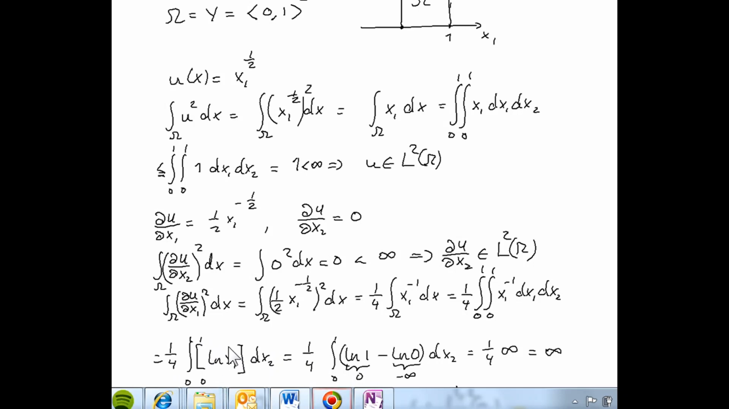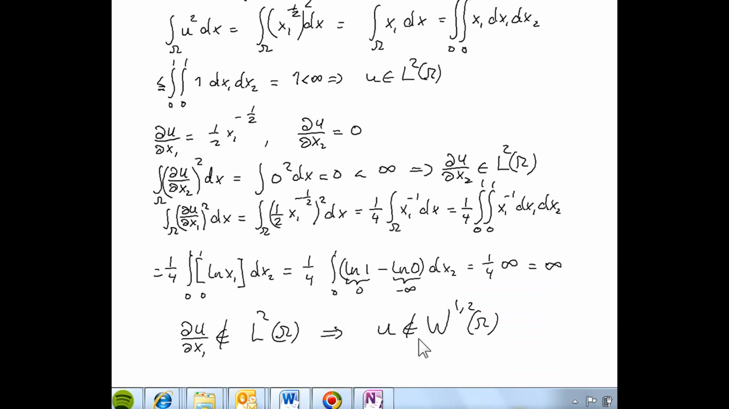We put the boundary values from 0 to 1, and first we replace this expression by ln 1 minus ln 0, but ln 0 is minus infinity. So we obtain that this integral is infinitely large.